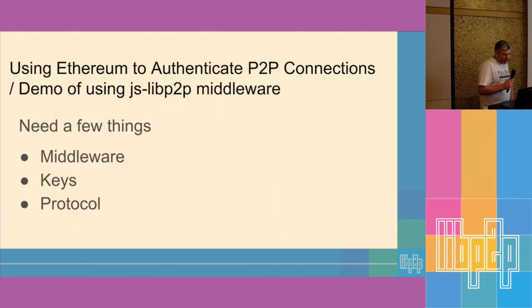So, using Ethereum to authenticate peer-to-peer connections, also known as a demo of JS libp2p middleware. We need a few things. We need some middleware, we need some keys, and we need a protocol.